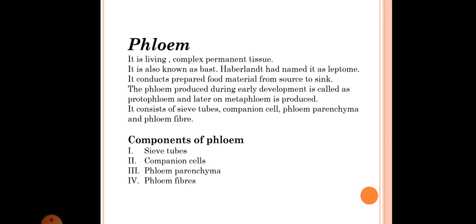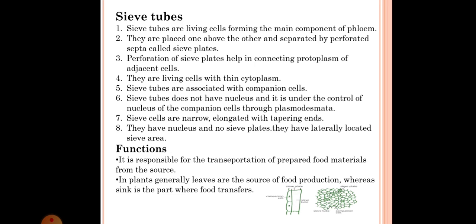Hanstein named it as leptome. It conducts prepared food material from source to sink. The phloem produced during early development is called protophloem, and later on metaphloem is produced. It consists of sieve tubes, companion cells, phloem parenchyma and phloem fibers. So these are the components of phloem.